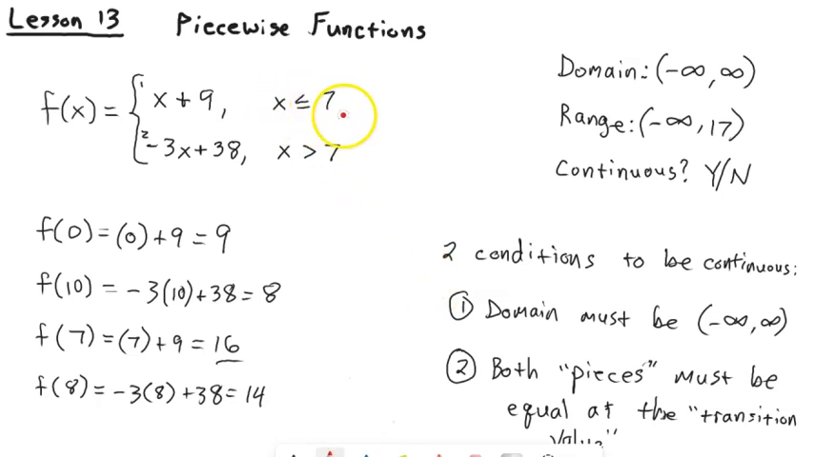If we plug 7 in here, 7 plus 9 is 16. So the output value at the transition is 16. Plug 7 in here, and we get negative 3 times 7 is negative 21, plus 38 is 17. So the transition value is 17. And since 16 does not equal 17, this piecewise function is not continuous. I think maybe in the next video or the third video, we'll do a whole bunch of examples of identifying whether it's continuous or not.